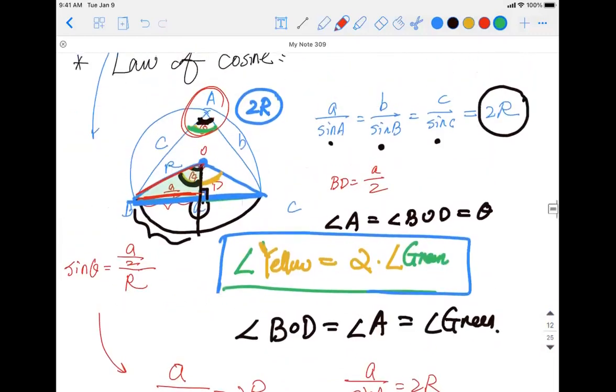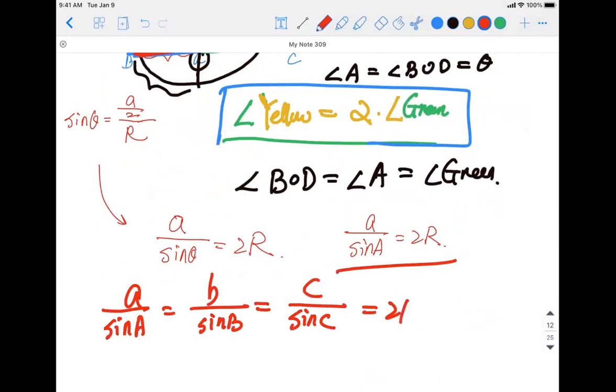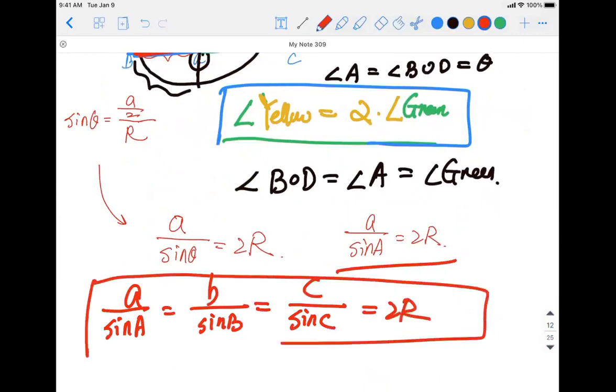If you do the same thing for A over sine A, this is A, let me change the color. This is A over sine A. You can do the same thing for B over sine B and C over sine C, right? Everything will be equal to 2R. So A over sine A, or B over sine B, C over sine C, they will be equal to 2R. Is that right? This is quite understandable, right?